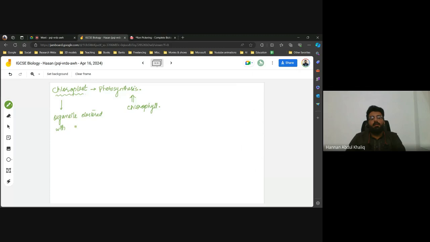So basically, it is clustered with chlorophyll, which actually means that the chlorophyll is the molecule. If it is not present in chloroplast, then the chloroplast is nothing. Even the chloroplast cannot perform its activities once the chlorophyll is absent. And you know that the chloroplast is an organelle, and it is double membrane bounded. It has two membranes around it.